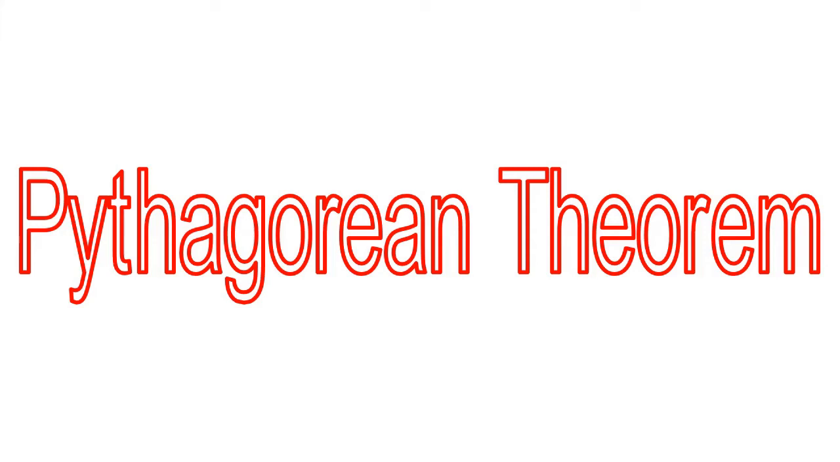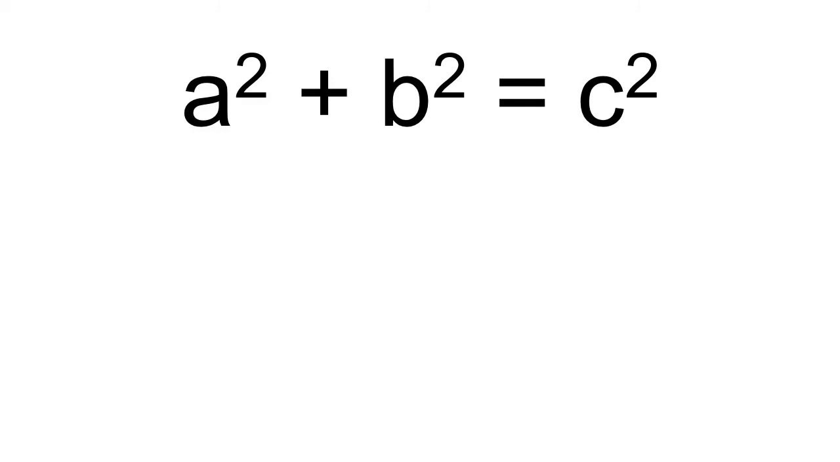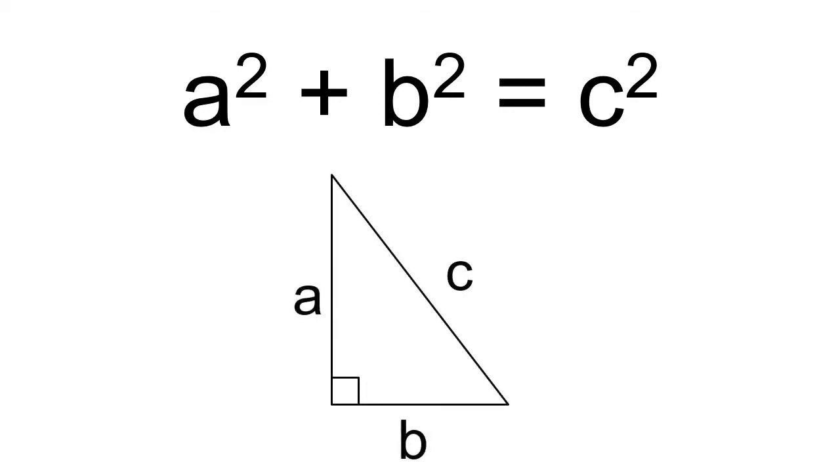This video will go over the Pythagorean theorem. So very simply, the Pythagorean theorem is a squared plus b squared equals c squared. And what this theorem means is that in a 90-degree triangle, if we had side lengths a, b, and c, and we took side length a and we squared it, and we added it to side length b squared, then we would end up with side length c squared.